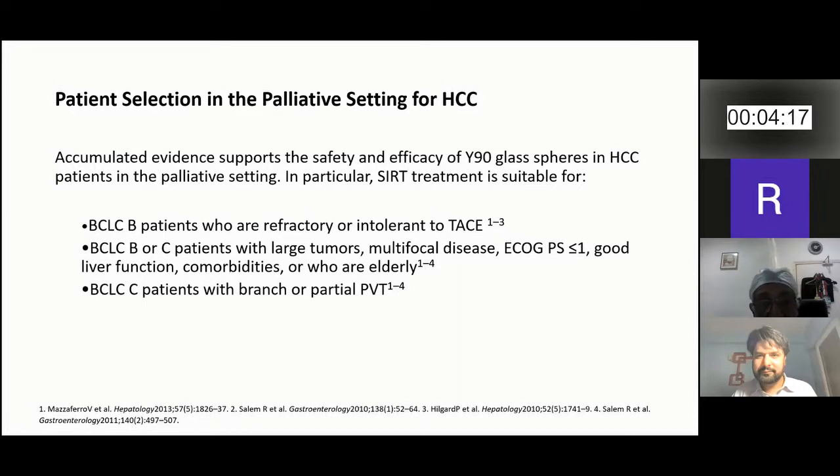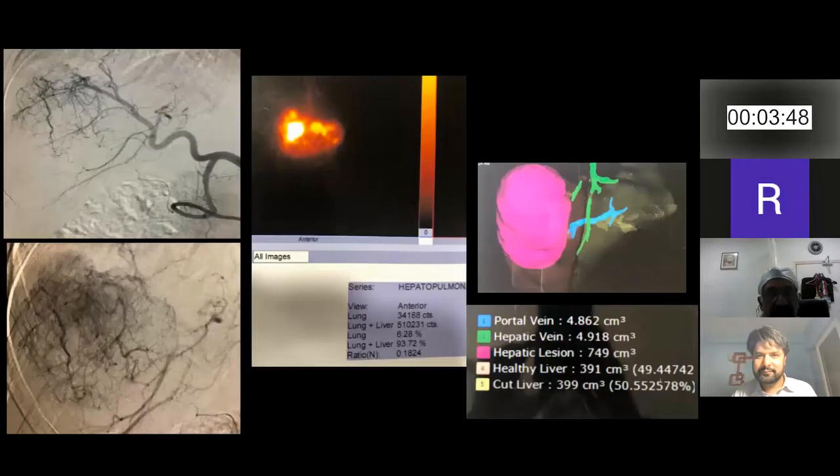In BCLC-B or C patients with a large tumor or multifocal disease, the ECOG score should be good, and liver function should be well maintained. Associated comorbidity is not a contraindication in these patients, and even in elderly patients, you can do this procedure. In a BCLC-C patient with a branch or partial portal vein thrombus, which is again a tumor thrombus, you can do this procedure conveniently as a palliative. This is not curative, this is palliative.